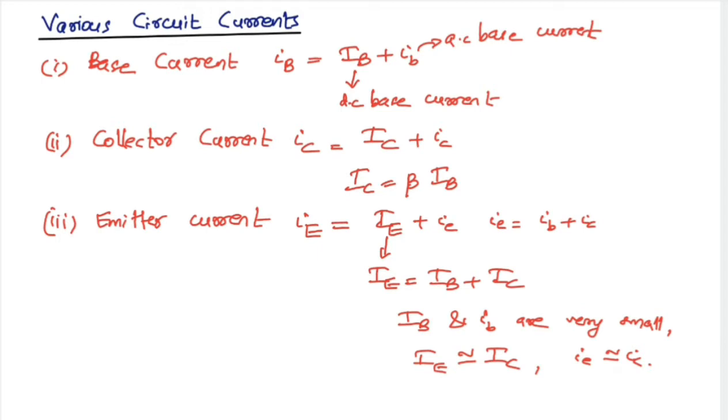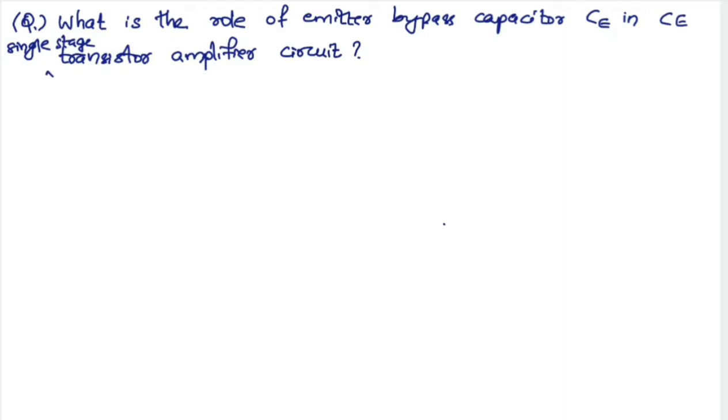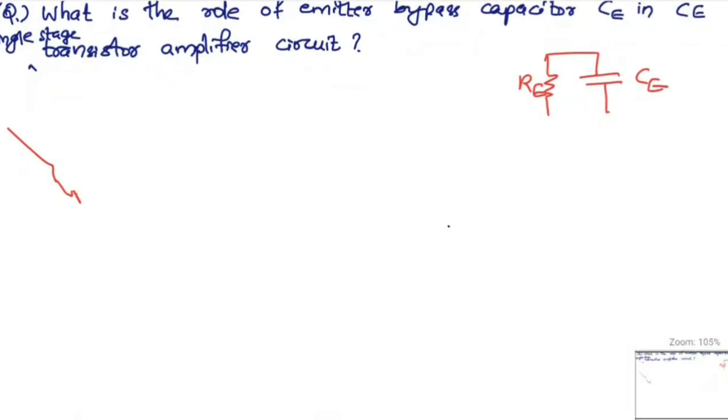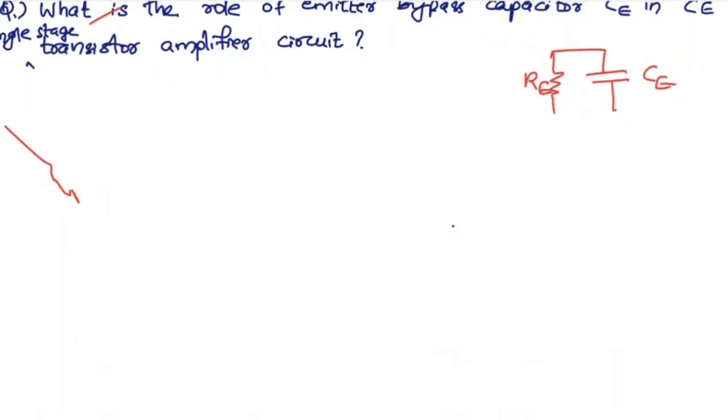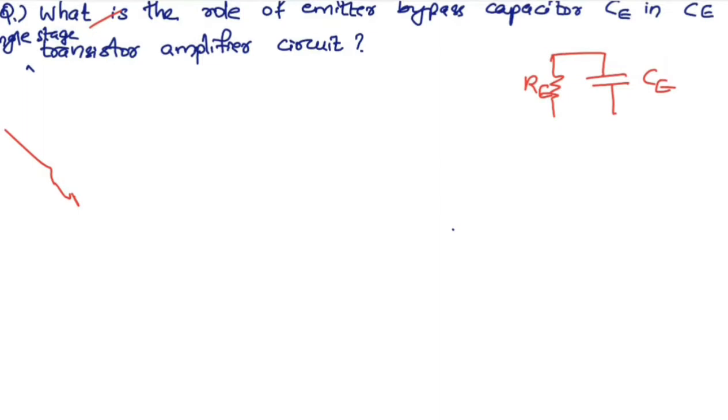Next we are going to discuss in detail the role of the emitter bypass capacitor. What is the role of the emitter bypass capacitor in a common emitter single stage transistor amplifier circuit? We discussed the resistor RE, and we connect the bypass capacitor CE in parallel with RE. Why do we connect it in parallel with RE? CE will allow the AC signal to pass through it.